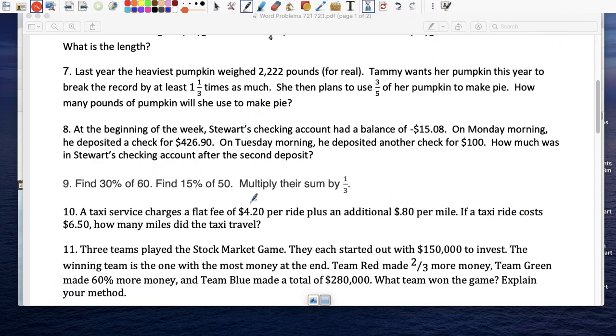We have a taxi that charges a flat fee of $4.20 per ride plus an additional 80 cents per mile. The taxi ride costs $6.50. How many miles did the taxi drive? So go back to when we did slope, right? The equation of the line.